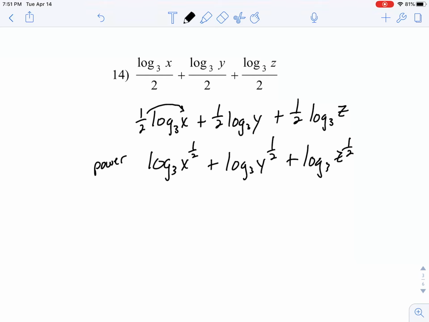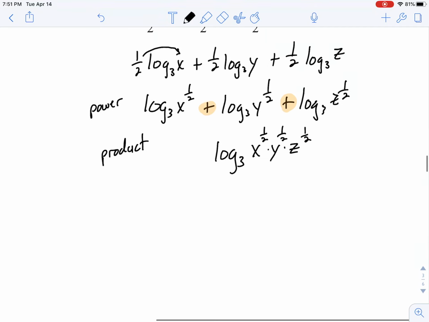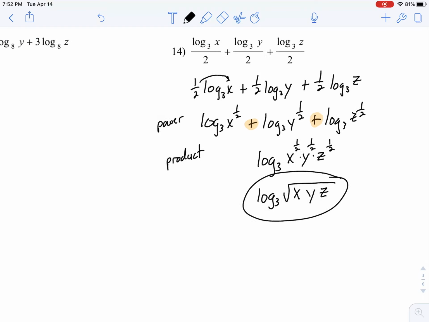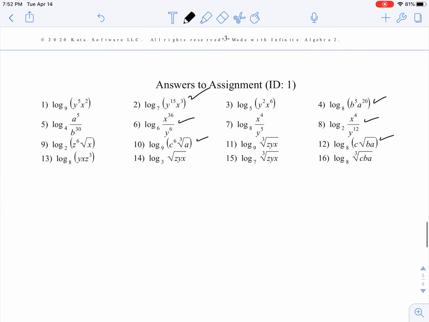So we got that. Now we have plus signs, so we can use the product rule to combine them all into one logarithm, log base 3. And it's just x to the half times y to the half times z to the half. Put the dots if you want, you don't have to. And then finally, what is a half power? A half power is a square root. So that is the answer. Since all three of them have a half power, you put all three of them under the square root. If only two of them had a half power, I'd only put the square root over the two of them that did.